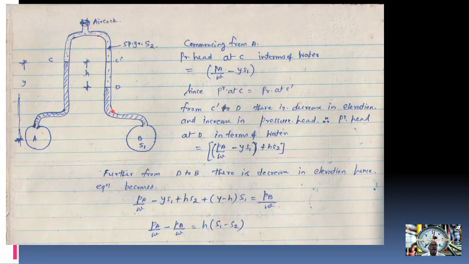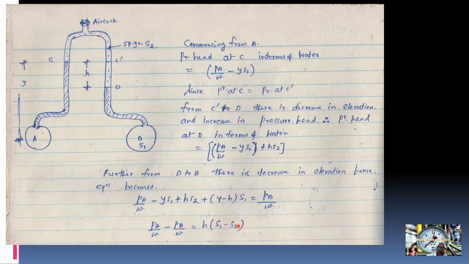When it is water and air, commencing from A, PA by W minus Y into S1, okay, then pressure at C is equal to pressure at C dash, then PA by W minus Y into S1 plus H dash into S2. So PA by W minus Y into S1 plus H dash S2 going down, plus Y minus H into S1 is equal to PB by W. So PA by W minus PB by W is equal to H dash into S1 minus S2.